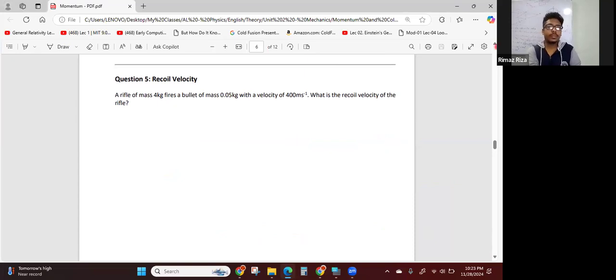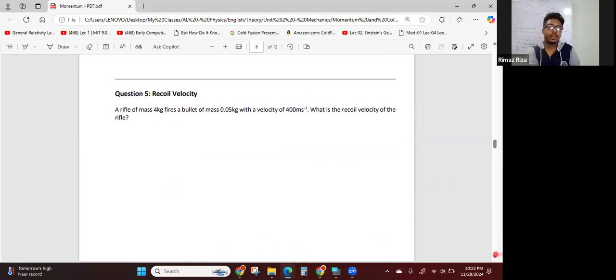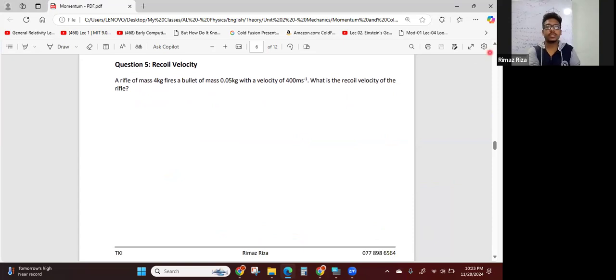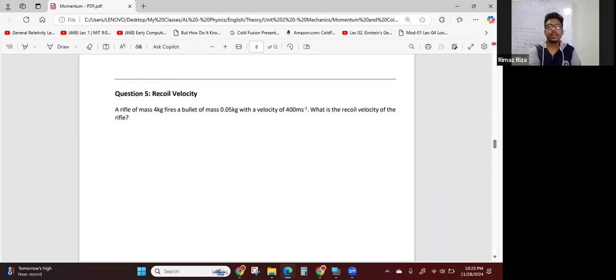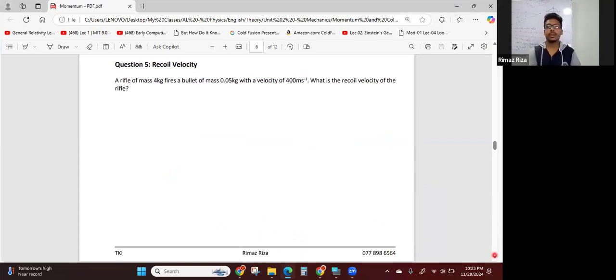Recoil velocity. So this is also similar to explosions. What is the meaning of recoil? Recoil means when you shoot, when a bullet moves, the gun will recoil back. It will move a little back. So that is what we call recoil, recoil of the gun.